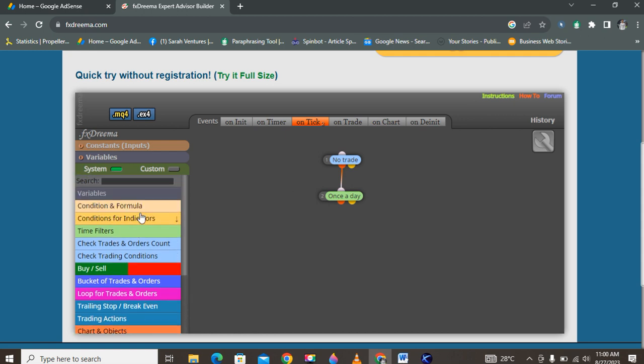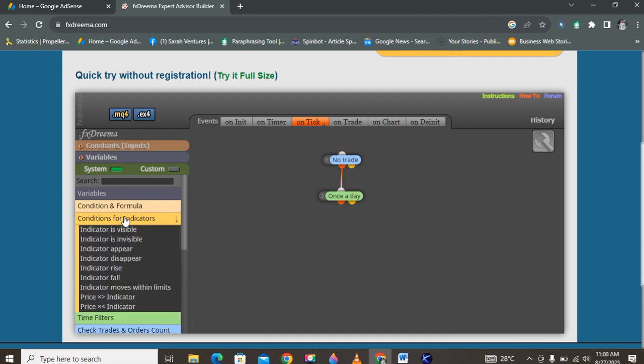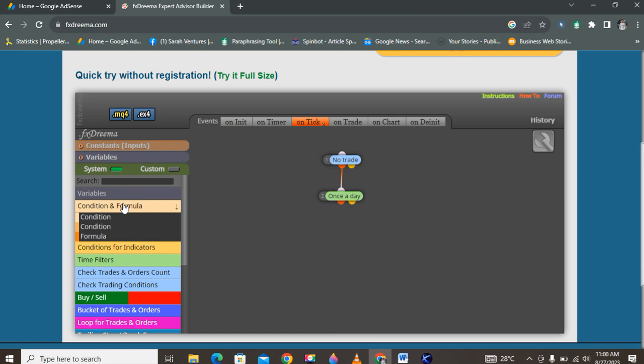Now, time for us to input our conditions and formula. We'll click and hold on the condition and drag it to the window or to the charts. Then we connect it just like this.